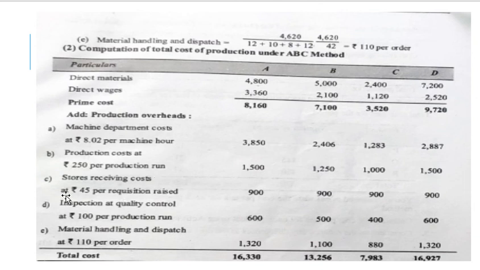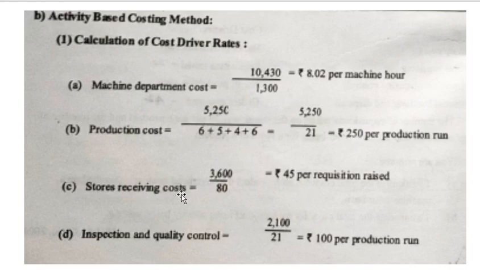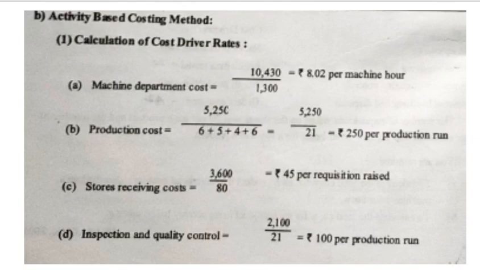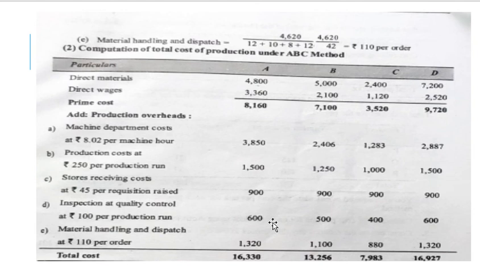Next, for stores receiving cost, the cost driver was requisitions raised. The requisitions raised, as clearly stated in the question, is 20 for each product. So for A, B, C, D, it would be 20. So for all four, it would be the same, because the cost driver, requisitions raised, as stated in the question, was 20 per each product. So 20 into 45 will give you 900. Again for B it is 20. 20 into 45 will give you 900. And for C and D also it will be the same.